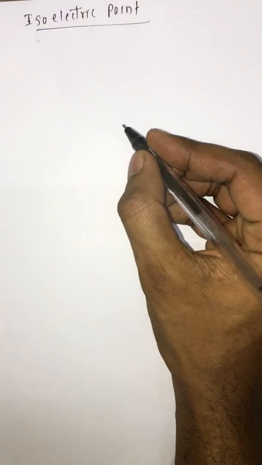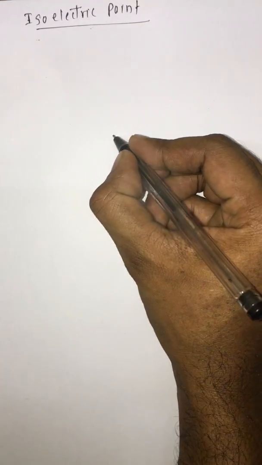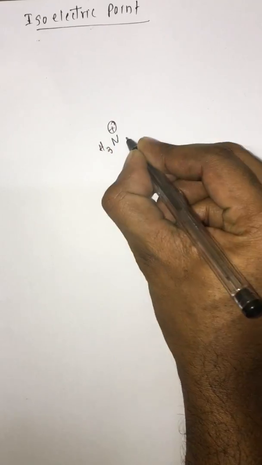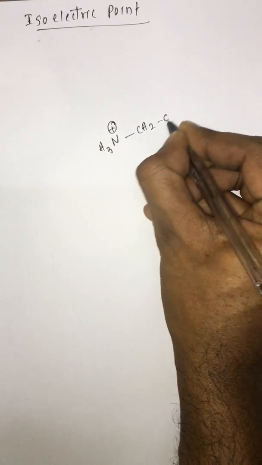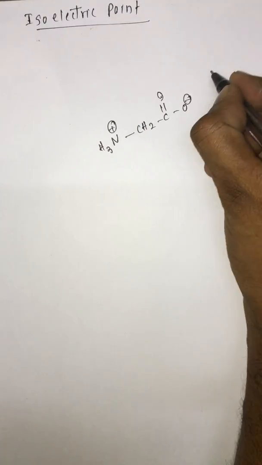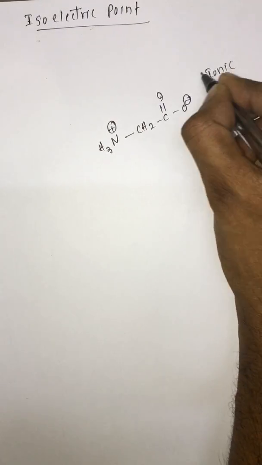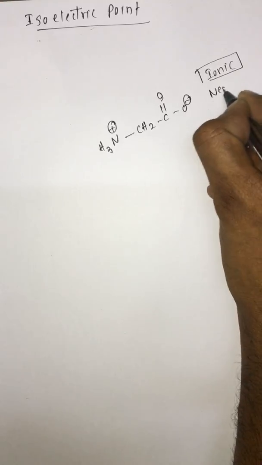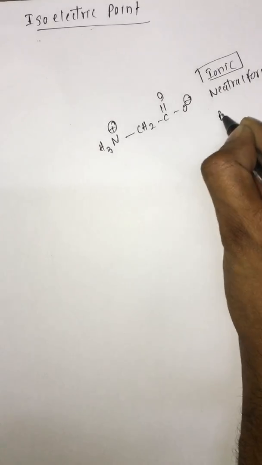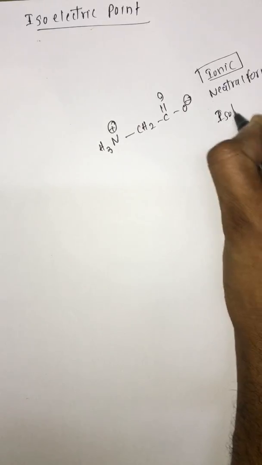Today we are going to talk about the isoelectric point. Generally, an amino acid will exist in the ionic form, NH3+ CH2 COO-. So amino acids always exist in the ionic form. Nowhere does it exist in the neutral form, except at the isoelectric point.